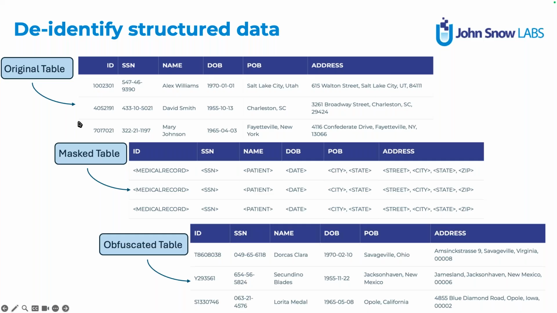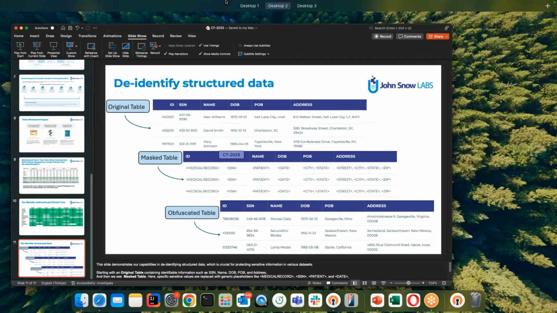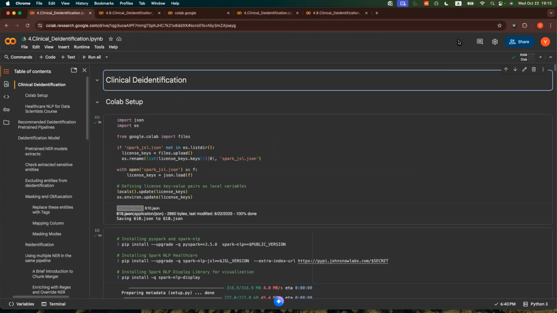And then we will start with unstructured data. I will go over it from the notebook. This is our clinical de-identification notebook. You can reach this notebook from the GitHub Spark NLP workshop. Also, I will share the links in the chat. Yeah, it is already shared.